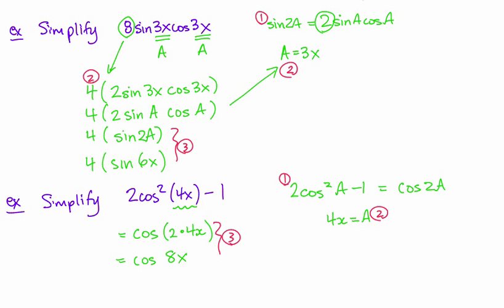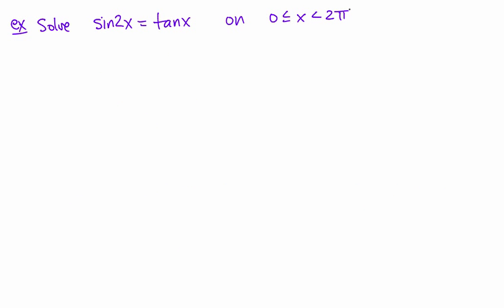Okay, let's take a look at how these things can be integrated into solving equations. So we're going to try and solve sine double angle of x equals tan x on the interval from 0 to 2 pi, where x is greater than or equal to 0 and less than 2 pi.